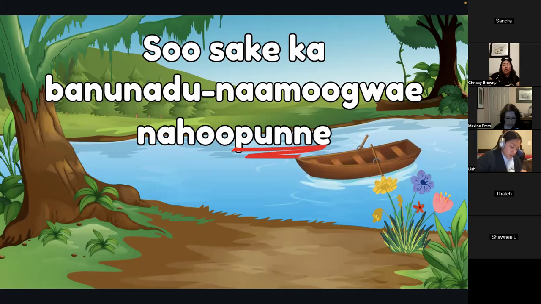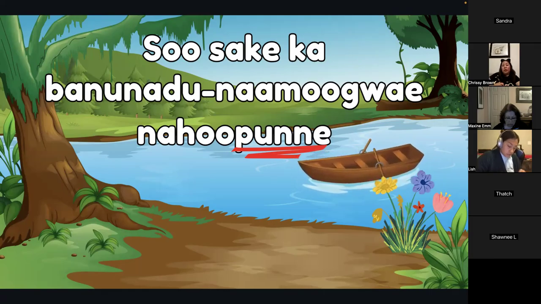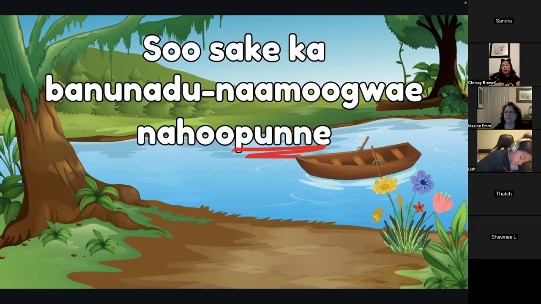Susaki kawanuna de namugwe nahupani. Ja, exactly. Susaki kawanuna de namugwe nahupani. The boat is floating in the middle of the lake.